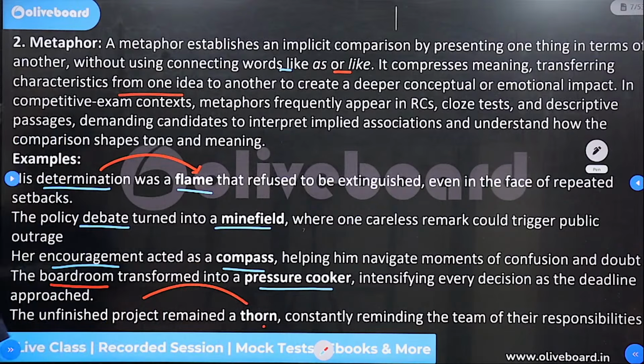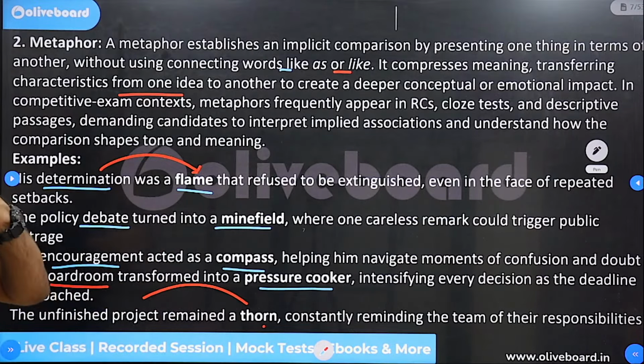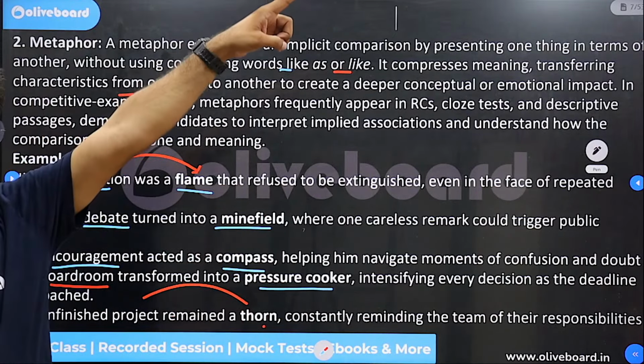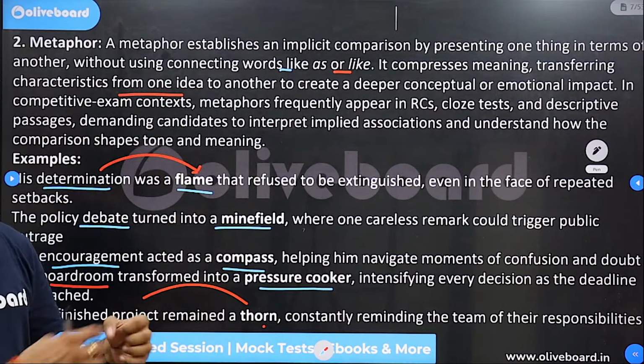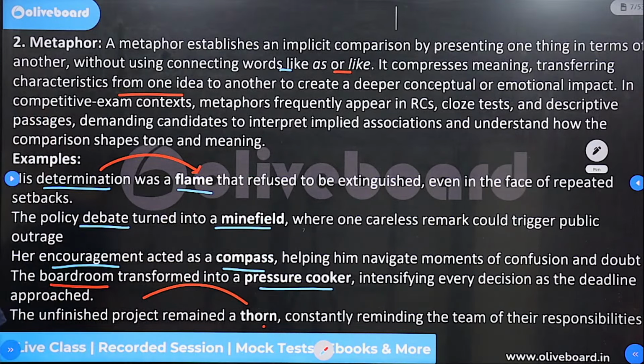But no. Expressions like Kashmir is the heaven of the earth. Kashmir is a city, say, state, say, a place here on the earth. Heaven is not there on the earth, but still we are saying, we are not saying Kashmir is like a heaven. Kashmir is the heaven of the earth. Metaphor.